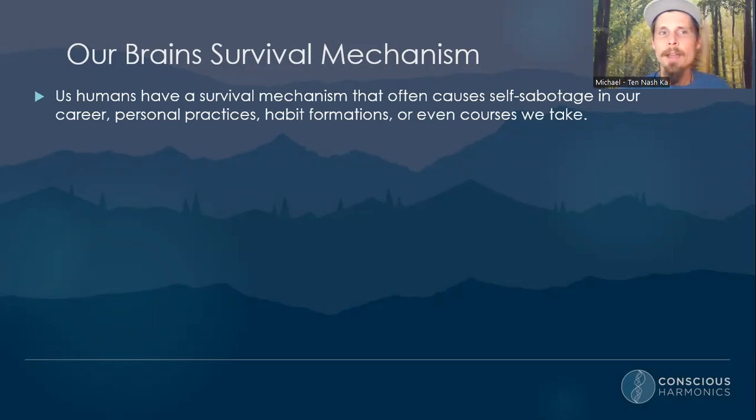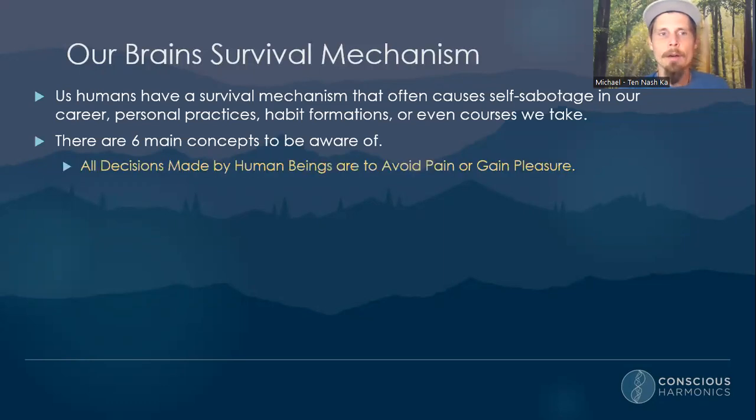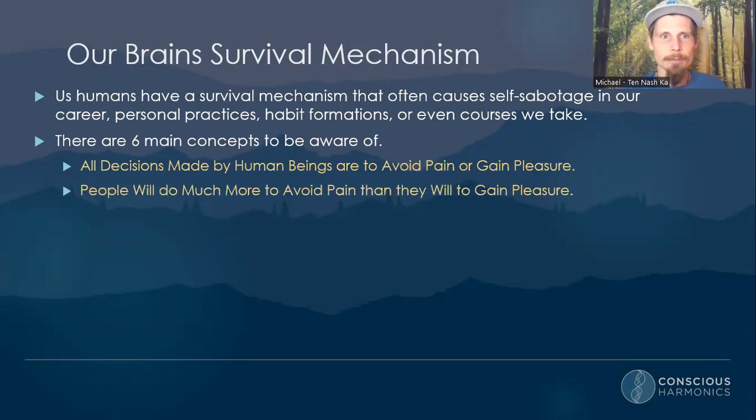So, us humans have a survival mechanism that often causes self-sabotage in our career, personal practices, habit formations, or even the courses that we take. There's 6 main concepts to be aware of. All decisions made by human beings are to avoid pain or gain pleasure. People will do much more to avoid pain than they will to gain pleasure.